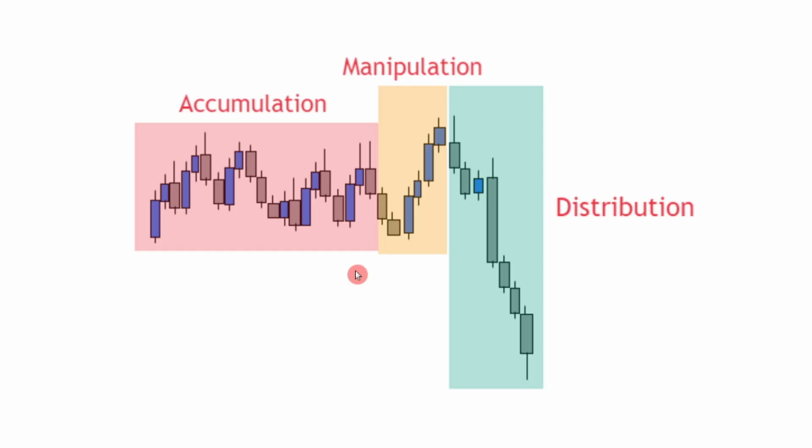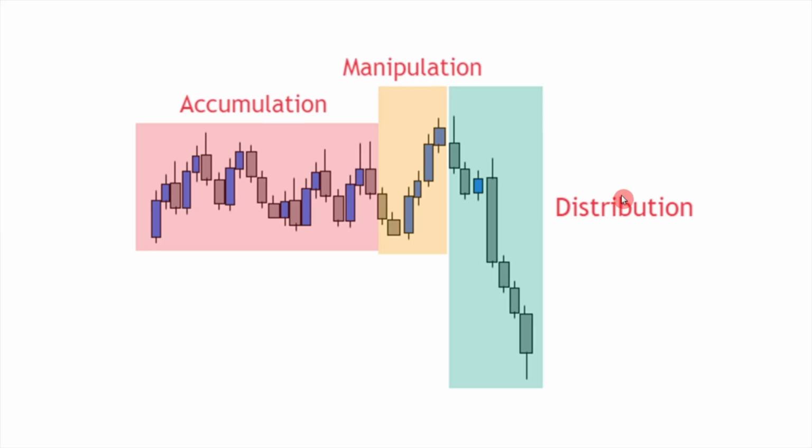For example, when price is consolidating, that's the accumulation stage. Then we see a false breakout. That's the manipulation stage, which takes out traders who went long too soon or shorted too early. After that, price reverses and pushes strongly in the opposite direction, forming the distribution phase and completing the power of three.